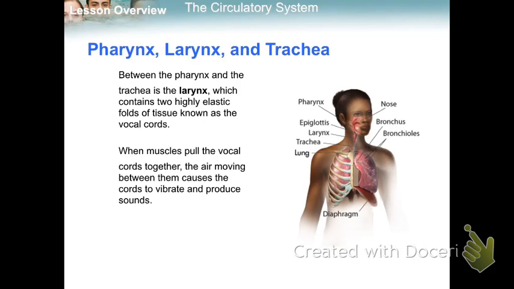Between the pharynx and the trachea is the larynx, which we sometimes call the voice box. It contains vocal cords. That's what gives us our ability to speak.